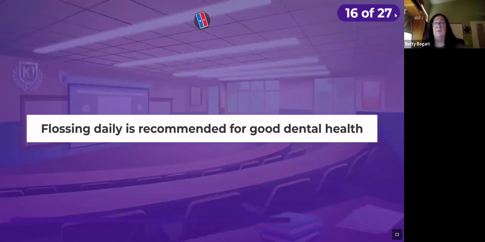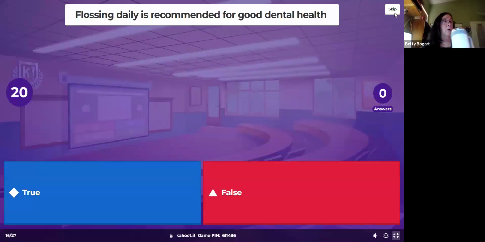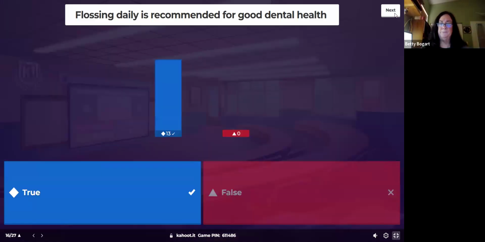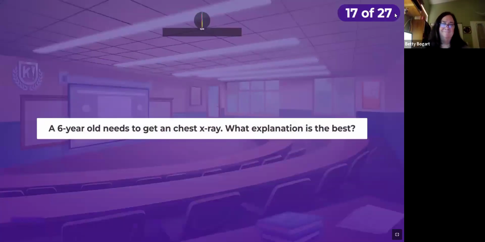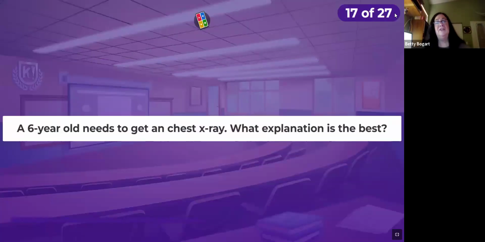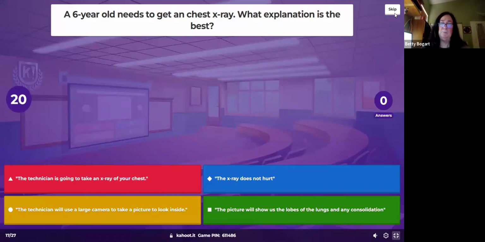Flossing daily is recommended for good dental health. Yes or no? Absolutely. Good job. A 6-year old needs to get a chest x ray. What explanation is best?